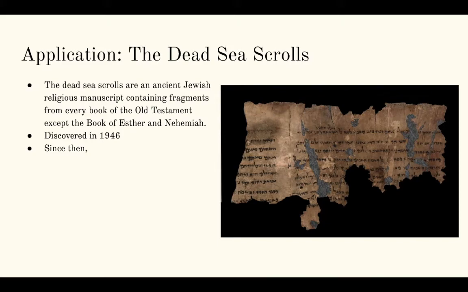So let's get into some more exciting applications of carbon dating, one of which is the relatively recent discovery of the Dead Sea Scrolls. They were discovered in 1946 in caves in the Middle East. The Dead Sea Scrolls are an ancient Jewish religious manuscript which contain fragments from every book of the Old Testament except the Book of Esther and Nehemiah. Since then, various labs have tested fragments of these scrolls for carbon dating.